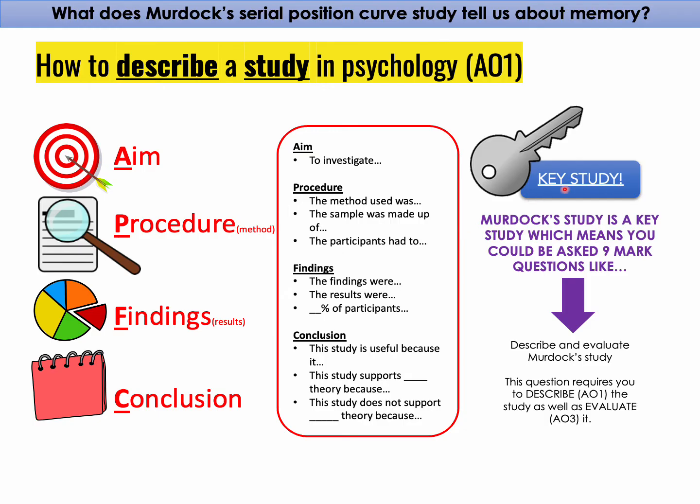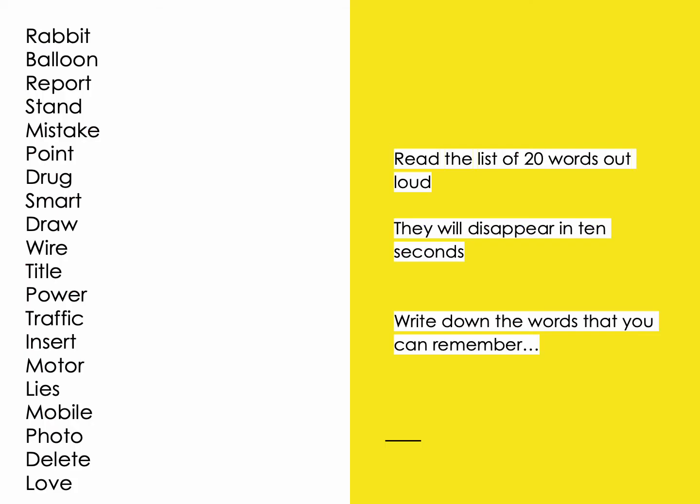So Murdock is a key study on the specification, which means you could be asked a 9-mark question. It could be something like describe and evaluate Murdock's study, or they might say describe and evaluate Murdock's serial position curve study. So we're going to get stuck in to Murdock's study, starting with this list of 20 words on the left-hand side of your screen.